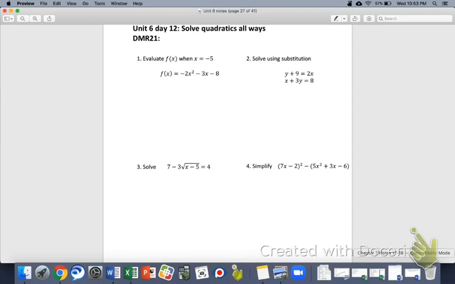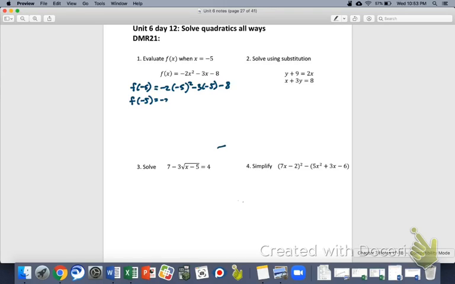All right, for number 1, we're asked to evaluate f of x when x is negative 5. So I'm going to write f of negative 5, which stands for plugging in a negative 5 for all your x's. So this would be negative 2 times negative 5 squared minus 3 times negative 5 minus 8. F of negative 5. Now, as we do some PEMDAS, I'm going to do my exponents first.